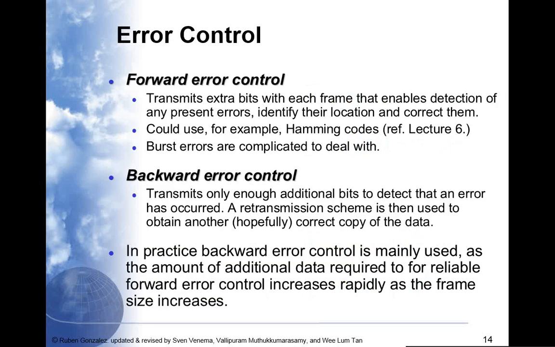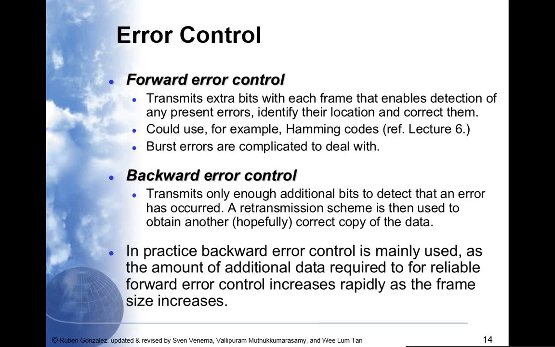So we have two modes of error control: forward error control and backward error control. Forward error control transmits extra bits with each frame, and that enables the detection of any errors that are present. It enables you to identify their location and correct them. You could, for example, use Hamming codes here. I already mentioned the limitation that we've seen: it's one error that we can fix. So if you get burst errors, you don't get much benefit from this. Burst errors are complicated to deal with.